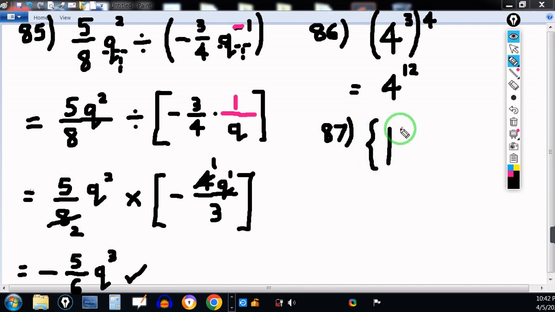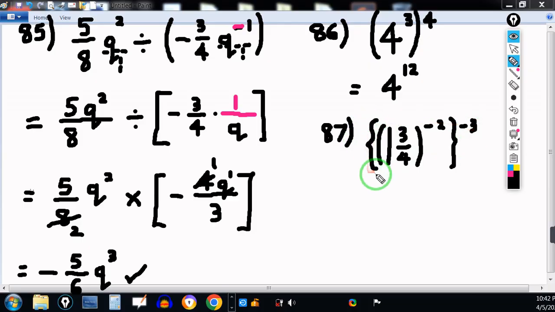1 3/4 minus 2 minus 3. So this I will read for the benefit of those who have difficulty seeing and all that.